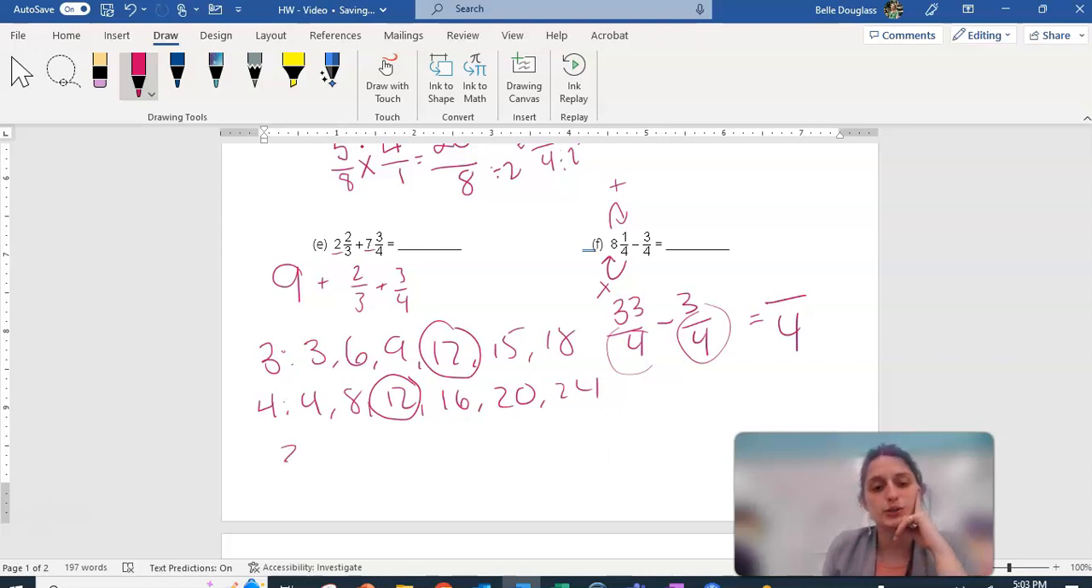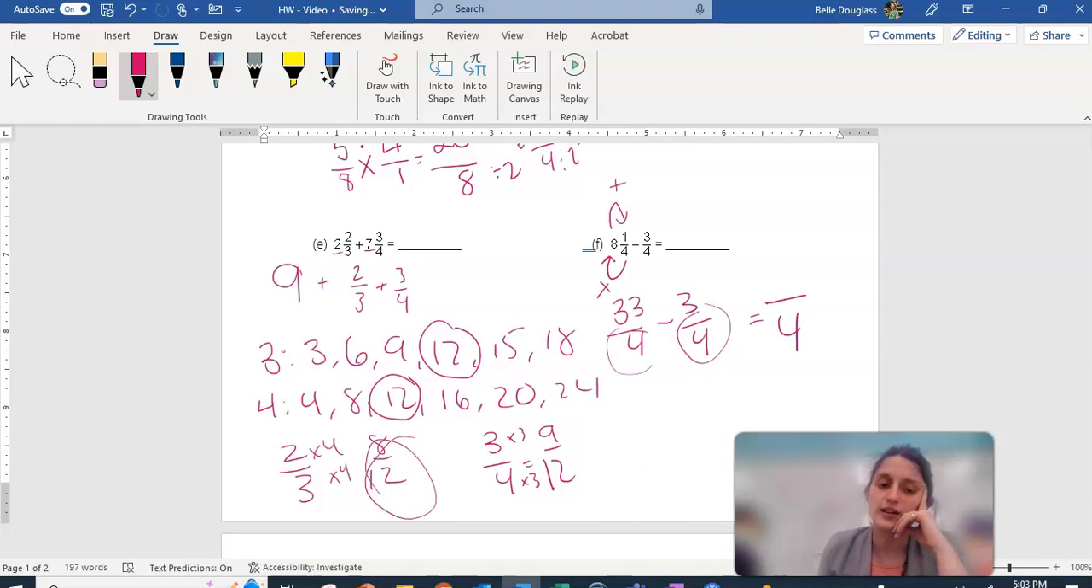So 2/3, in order to change 3 to 12, I'm going to multiply it times 4. 2 times 4 is 8. 3/4, in order to change fourths to 12, I'm going to multiply it times 3, and 3 times 3 is 9. Now that they are common denominators, I can just add my numerators. 8 plus 9 is 17.